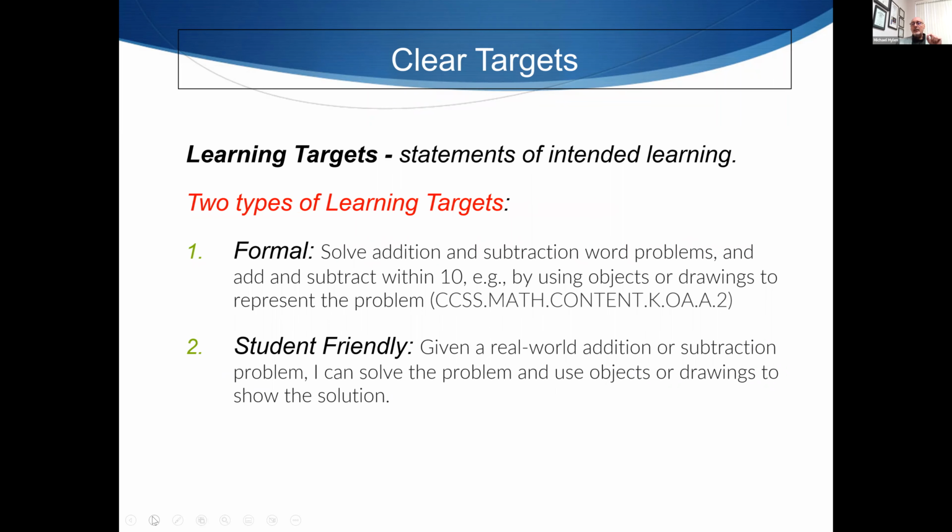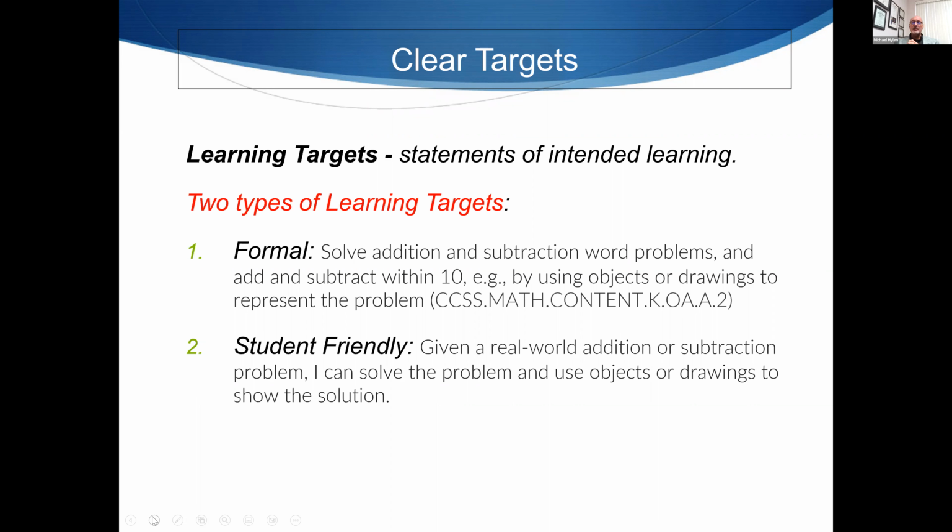Now, you'll see in this week's assignment that I'm looking for two types of learning targets. The formal, that's one that's usually either in the Common Core. You see that all the time, the Louisiana standards. But they're the ones that are in the curriculum guide. This one's pretty straightforward, solve addition and subtraction word problems. Most students will understand that. But I also ask you to write things in a student-friendly version. What does that actually mean for me?